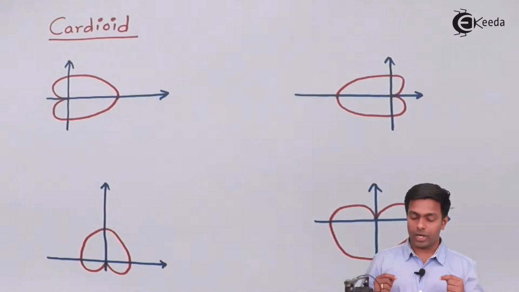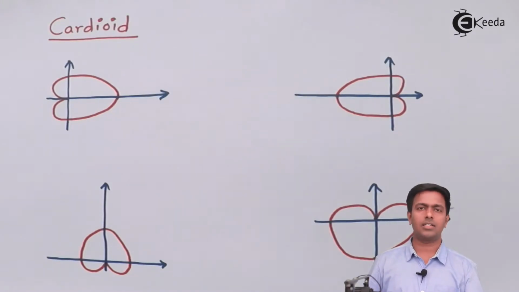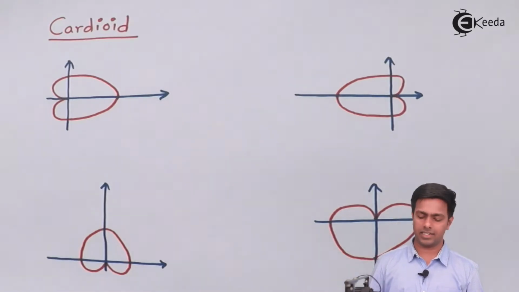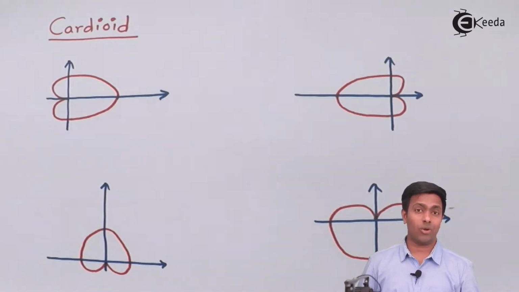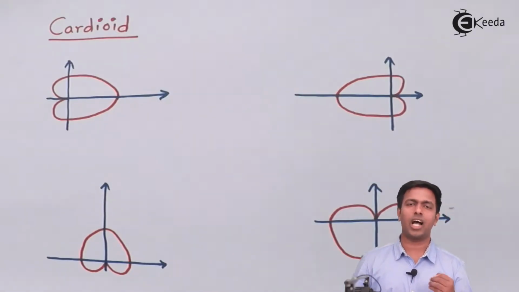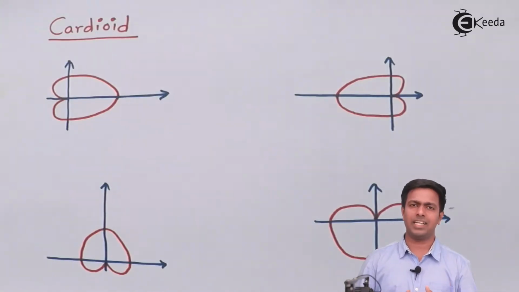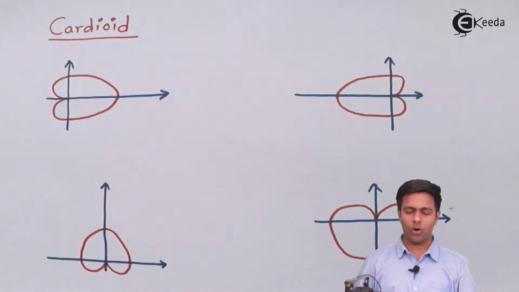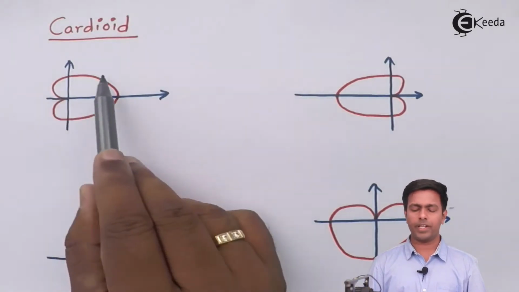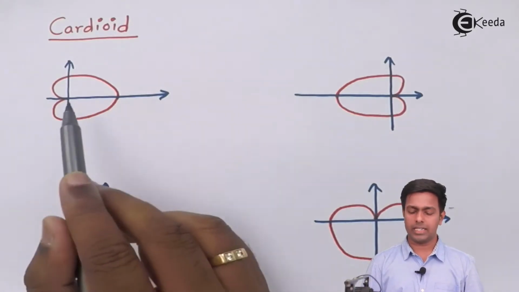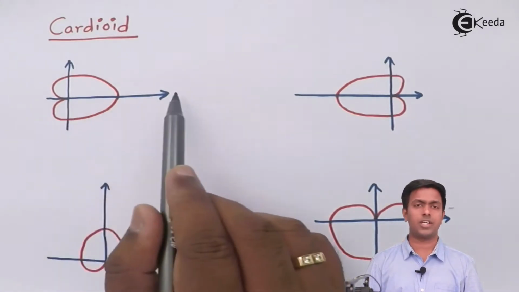Now you can observe one more thing: all 4 hearts are open in different directions. The first one is towards the right-hand side, this is towards the left-hand side, this is upwards, and this is downwards. Now the question is, in the examination, whenever you get a cardioid curve, how do you identify it and how do you draw that shape? So let's start. If you observe this cardioid, it is opening towards the right, or I would say it is opening on the positive x-axis.